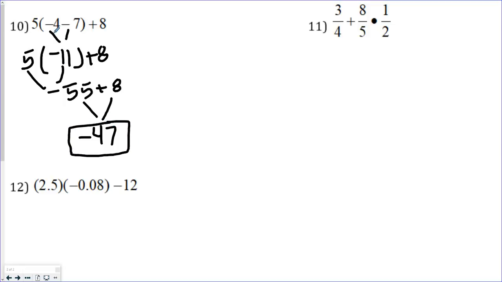So in this case, again, you just work it piece by piece. Parentheses first, then multiplication, then the addition. Or in this case, subtraction, because one's a negative.